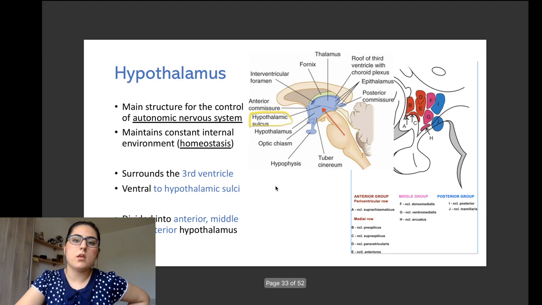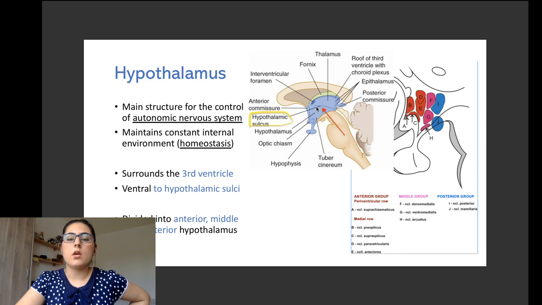Okay, so where are we? We are in the hypothalamus, all of this over here, and we spoke about the hypothalamic sulcus. Cool. So what's the function of the hypothalamus? There are two main keywords you have to say in the exam. Homeostasis: it regulates my constant internal environment. Number two, autonomic nervous system: it controls my ANS. Extremely important. This you have to say in the exam. What's the function, okay?